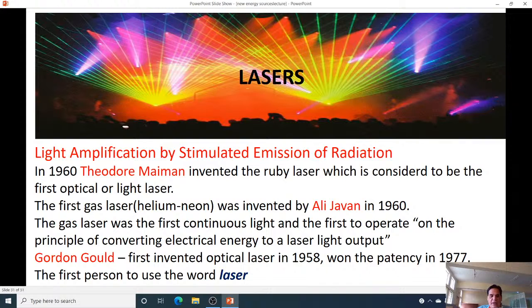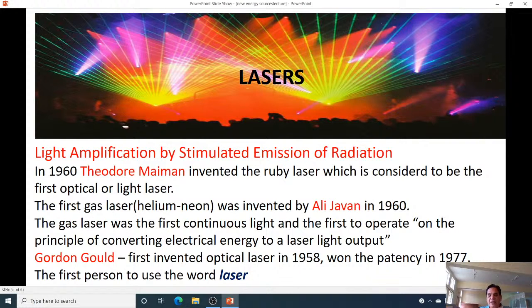LASER, laser. It means light amplification by stimulated emission of radiation. This laser is nothing but changing the course of light rays. It was initially invented as a ruby laser in 1960 by Theodore Maiman. Common use was done by Ali Javan at the same time in 1960. The first optical laser for use in surgery was invented between 1958 and 1977, and it is commonly used now after 1990.